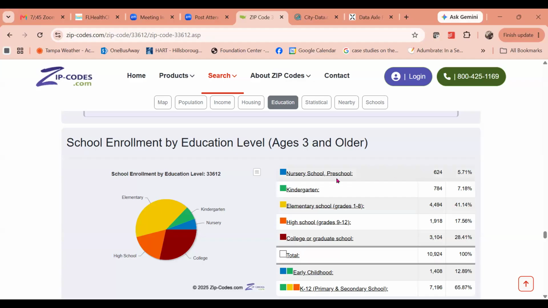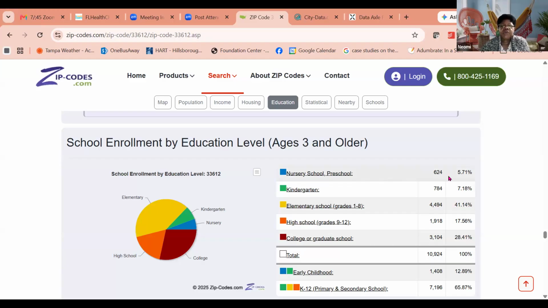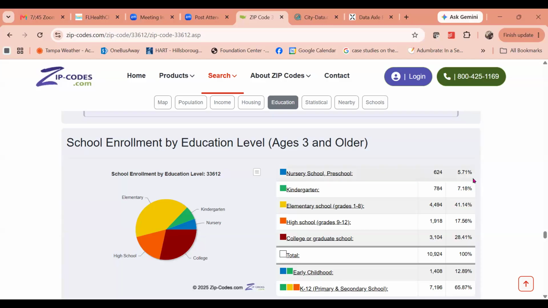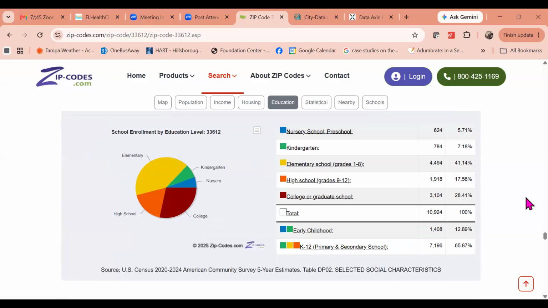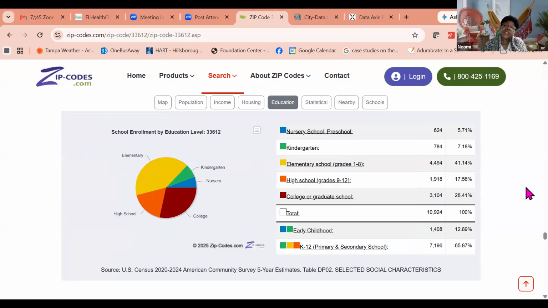So who do you deal with? Nursery, preschool. My mom would call nursery preschool. I do preschool. Well, there are not that many opportunities in your neighborhood. You only have 5.7% in your neighborhood, but that's 621. So that's a good number, right? And then it breaks it down. Is the 621 families?